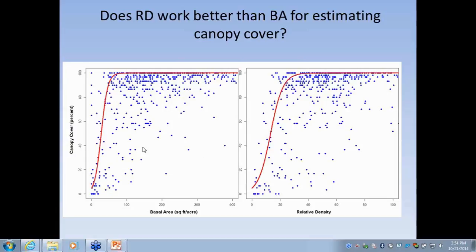And what you see here is there's not many points out in this area for basal area, and for RD, there's a little bit more scatter. So it actually works a little bit better than RD for relating canopy cover to basal area.